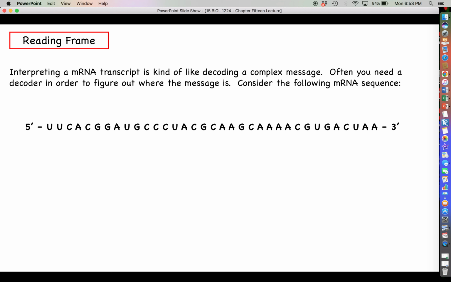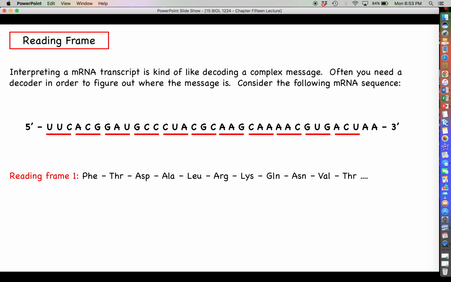Okay, so what we can see here is that there are three different ways to interpret this message. The first way, the first reading frame, is to read 3 codons at a time, starting with this U right here. So the codons that we would be reading are UUC, then ACG, then GAU, then GCC, and so on. Whatever we decide is our reading frame is going to set which amino acids get incorporated into the protein. But we're going to see there are actually 2 other ways that we can interpret this message.